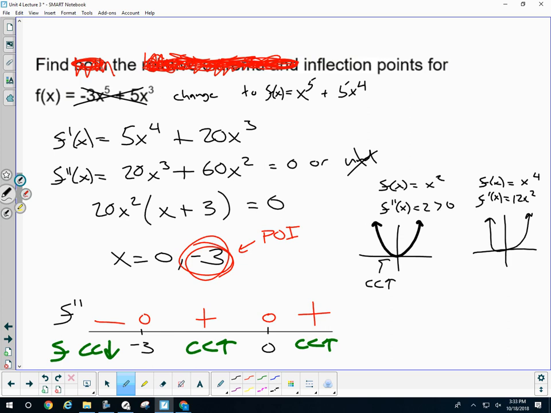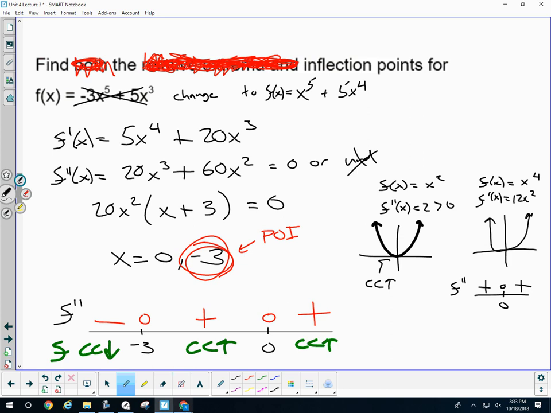Is this positive everywhere? No. It's positive everywhere except for 0. At 0, it's 0. So it's positive to the left of 0. It's positive to the right of 0, but at 0, it's 0. So here's a situation, x to the fourth, where you can go concave up to no concavity to concave up.